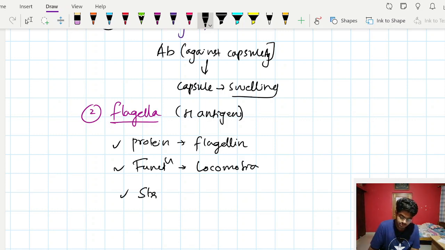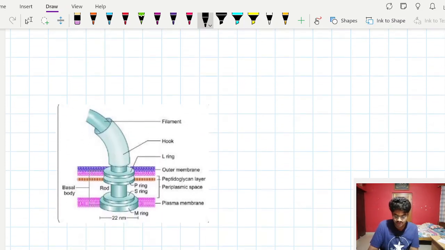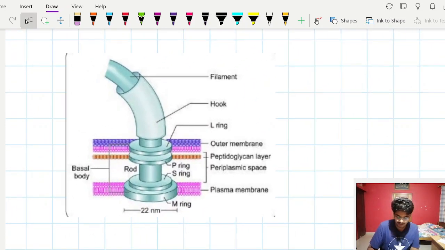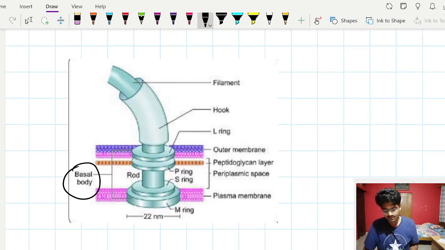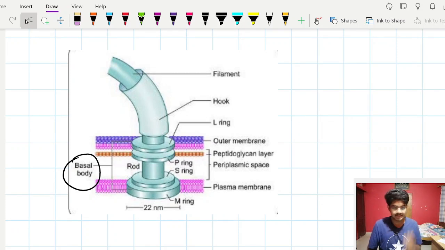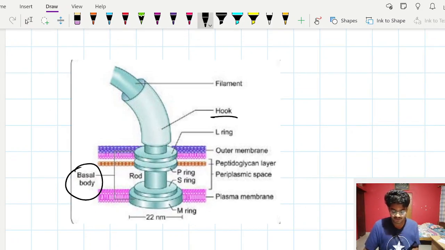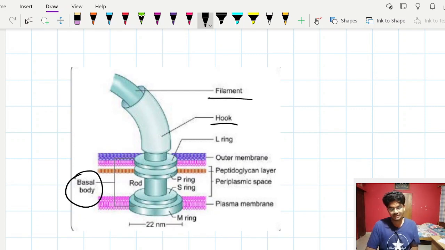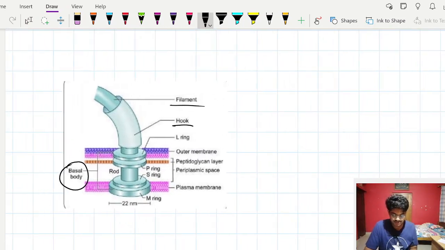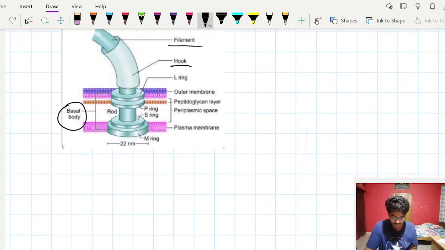Then talk about structure. When we talk about structure, flagella consists of three components. One is the basal body, which is the complex part of flagella. It is embedded in the cell membrane and it is made up of 2 to 4 rings. Then there is the hook, which is flexible, and then there is the filament that helps in locomotion. This is the structure of flagella.